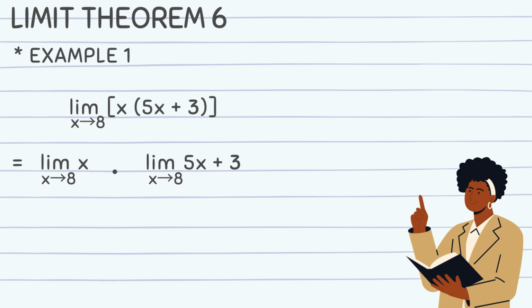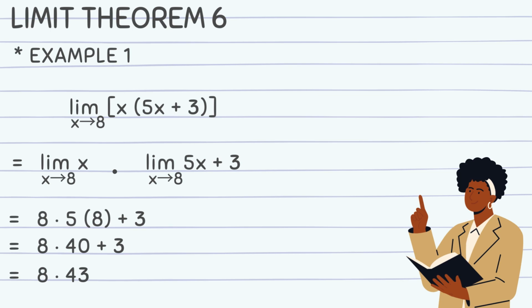The limit of x as x approaches 8 is a limit of an identity function, and as we know, the limit of an identity function is the value of x, so the limit of x as x approaches 8 is just equal to 8. On the other hand, the limit of 5x plus 3 as x approaches 8 is a limit of a linear function, so we can just substitute 8 to the value of x, so we will have 5 multiplied by 8, which is 40, plus 3, so we will have 43.